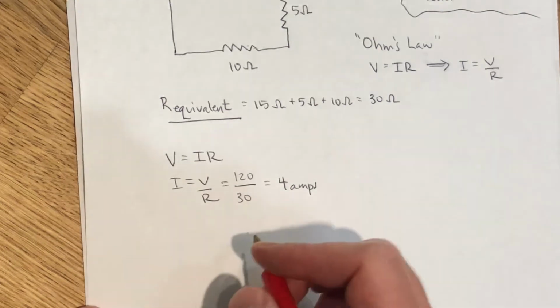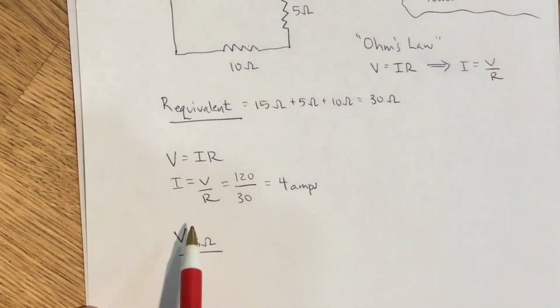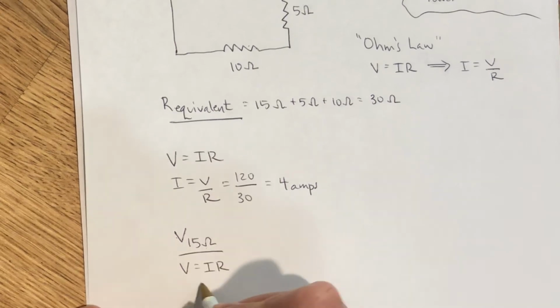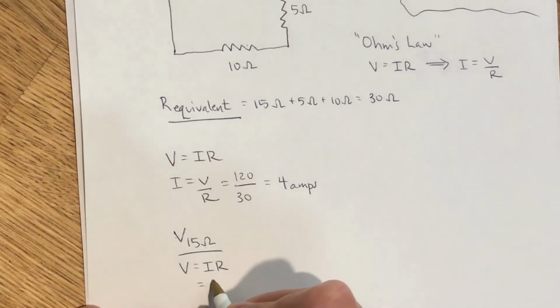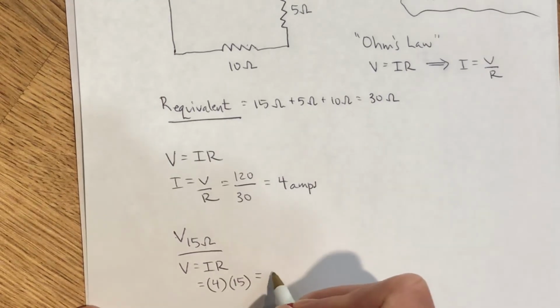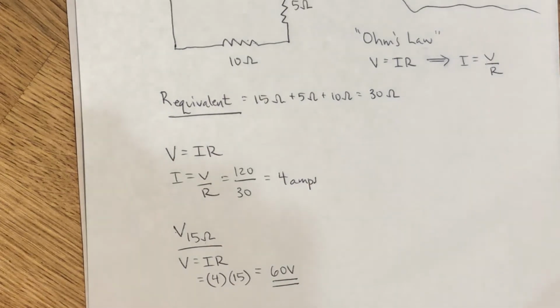So we can say V sub, and I'll label as V sub 15 ohms. That's our way of saying, okay, what's the voltage drop consumed by the 15 ohm device? How much electric potential energy does that 15 ohm device consume? So V equals IR, Ohm's law. Well, we now know that there's 4 amps of current flowing through that 15 ohm device, and that provides specifically 15 ohms of resistance. So that gives us 60 volts of electric potential energy that are consumed just by that very first device.